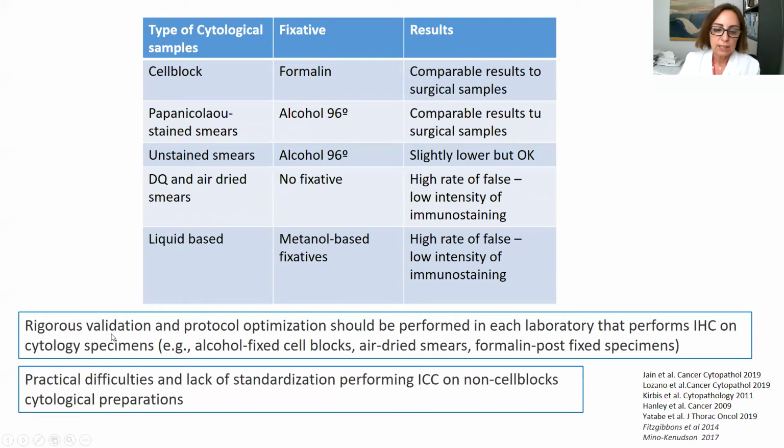But what is important is this: we need a rigorous validation and protocol optimization that has to be performed in each laboratory that wants to perform immunohistochemistry on cytology specimens in any kind of sample. And one thing is that there are practical difficulties and lack of standardization performing immunohistochemistry on non-cell block cytological preparations. And this is, to me, the most important disadvantage, and something we have to work together to overcome.